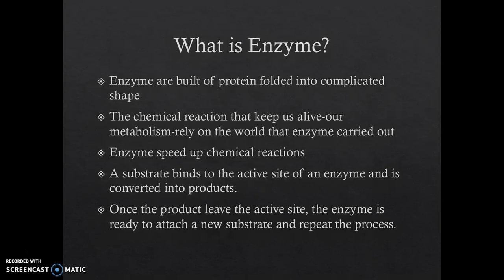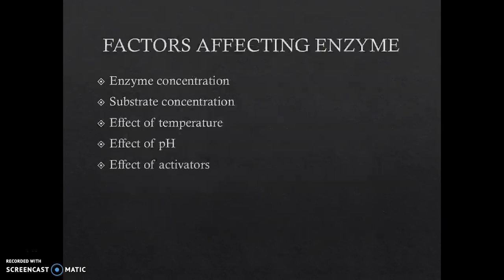Enzymes speed up chemical reactions. A substrate binds to the active site of an enzyme and is converted into products. Once the product leaves the active site, the enzyme is ready to attach a new substrate and repeat the process.